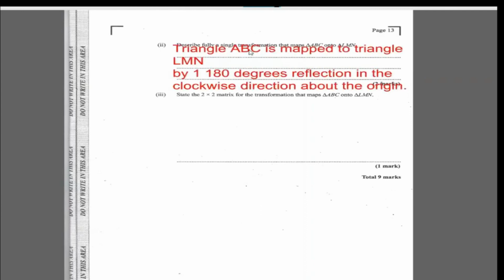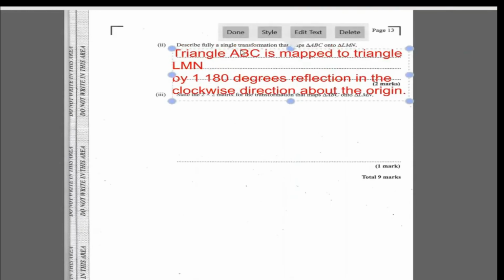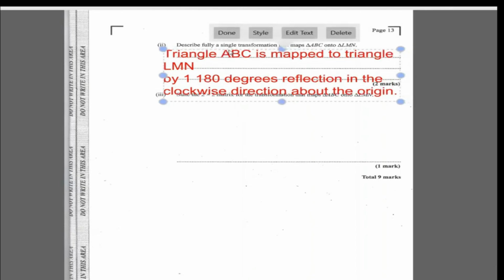So the triangle ABC is mapped to triangle LMN by a 180 degree rotation in the counterclockwise direction about the origin. All right, and that's that.